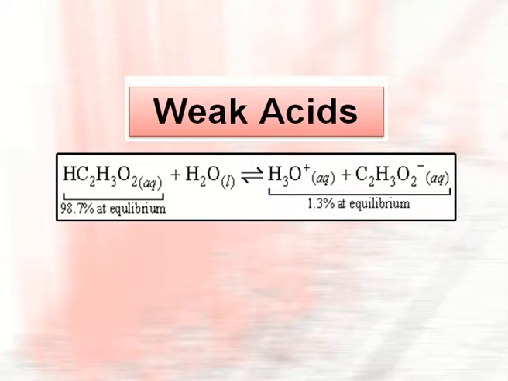Weak acids dissociate only partly or slightly in aqueous solution, as in the case of acetic acid. Acetic acid is dissolved in water. Almost 98.7% remains as acetic acid. Only 1.3% is dissociated to form H plus and acetate minus ion.